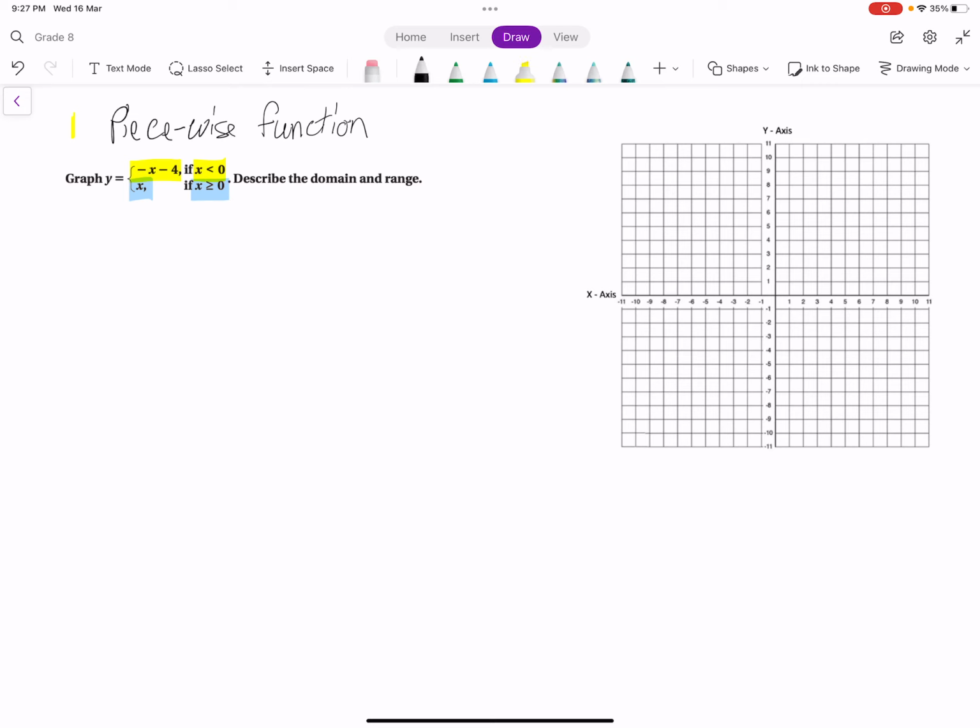So if I say, hey, x is equal to 8, well, we would then use that blue graph and say y is equal to x, because that domain falls in that range of being greater than 0. And if I say x is equal to negative 5, well, that means we are going to use the equation y is equal to negative x minus 4, because negative 5 would fall in that domain. So depending on what number we're using, that determines what equation we're using.